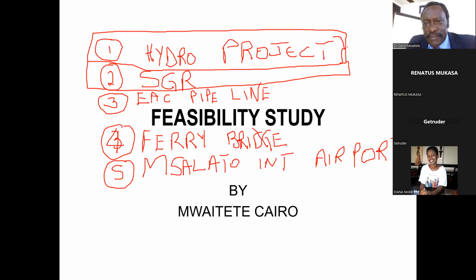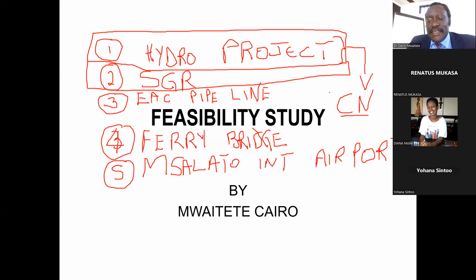But remember, this bigger project could not happen if someone did not prepare the concept note. If you don't have people who can write down on a piece of paper and influence others, things will not happen. So we need people who are going to be generals in projects, strategists for projects, to realize bigger projects like the hydro project, the standard gauge, the EAC pipelines, the ferry bridge, the Msalato International Airport, and so on.